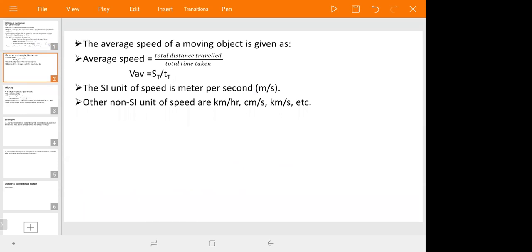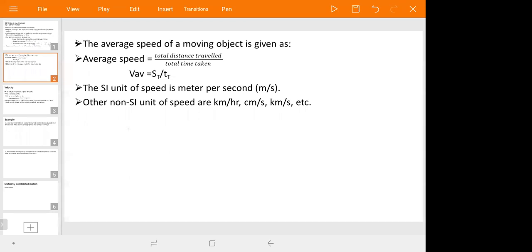The other point, the average speed of a moving object is given by average speed is equal to total distance traveled by total time taken. Why do we talk about average speed? A moving body can speed up or slow down, as well as move at constant speed. When we calculate speed, we must calculate the average speed: total distance traveled by total time taken.